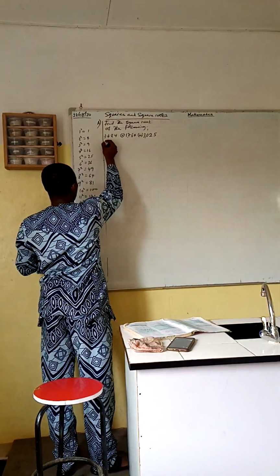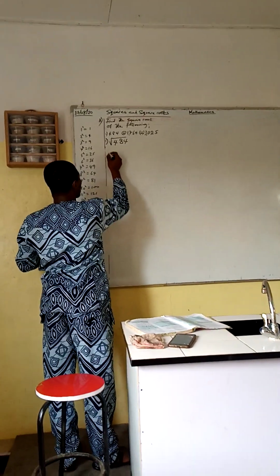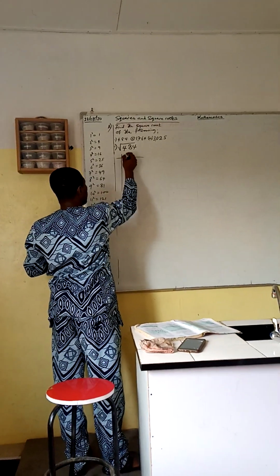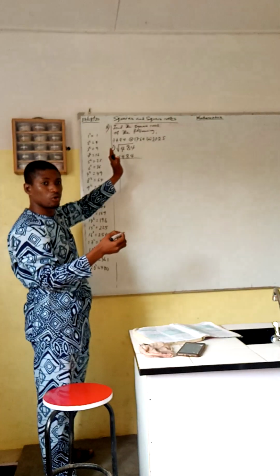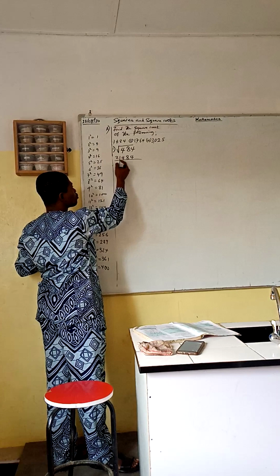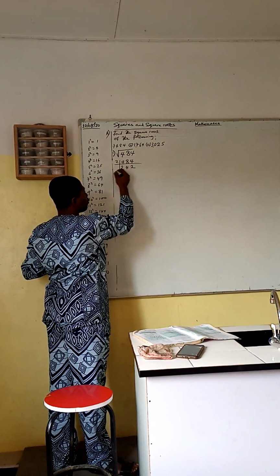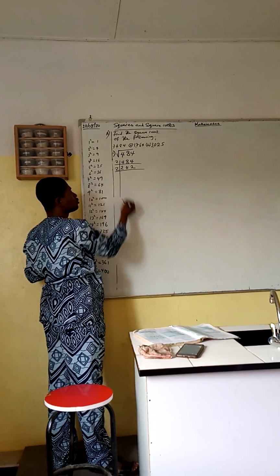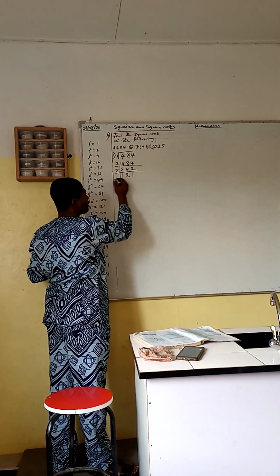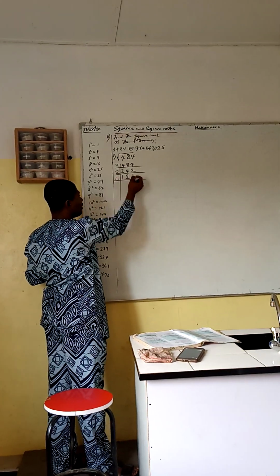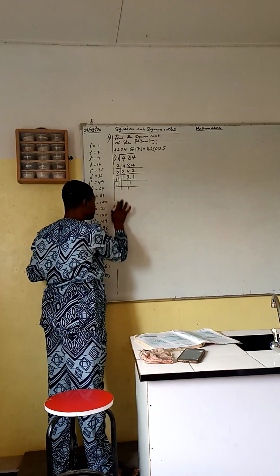Look at the first one. I'll find the square root of 484. So we're going to find the factors of 484. What's the smallest number that can divide it? 2. 2 in 4, 2. 2 in 8, 4. 2 in 4, 2. What can go? 11. 2 in 2, 1. 2 in 4, 2. 2 in 2, 1. What can go? 11. 11 in 11, 1.